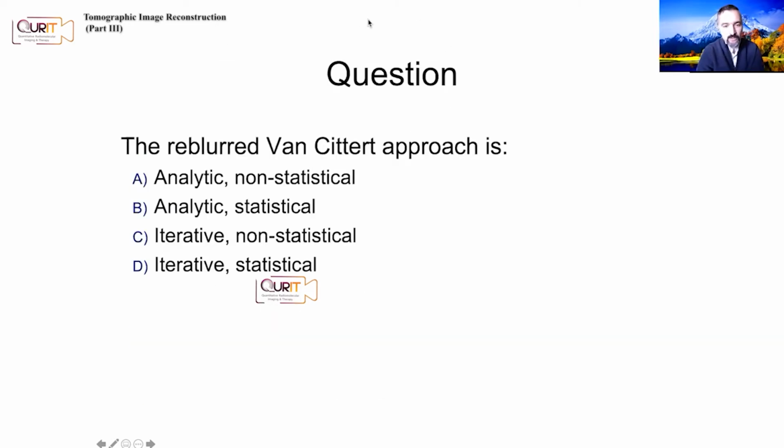So here's another question for you. The advanced iterative approach that we just showed, is that analytic non-statistical, analytic statistical, iterative non-statistical, or iterative statistical? Okay, so which one is it?